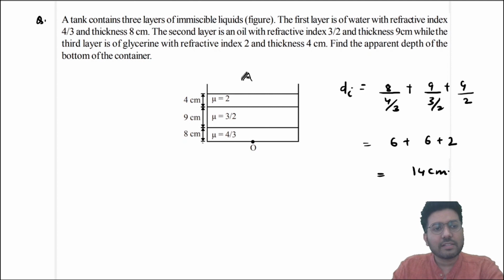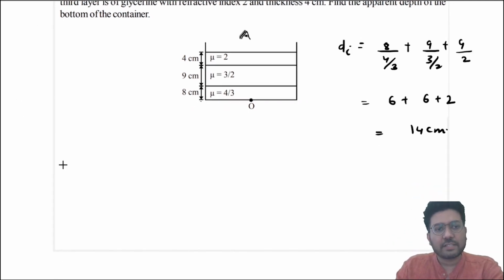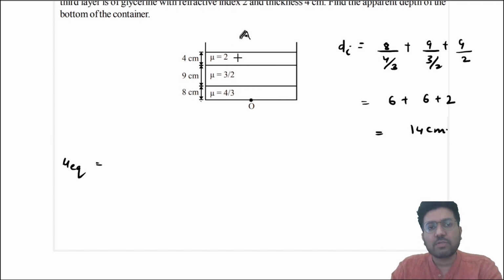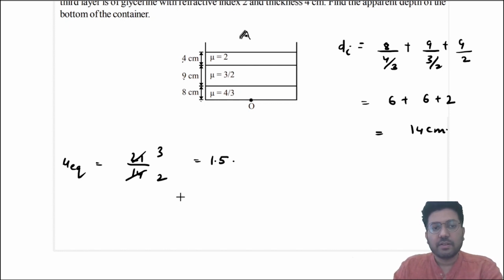So they can also ask you the equivalent refractive index. Mu equivalent of the system will be equal to how much? Mu equivalent will be equal to the actual distance, that means the actual depth, divided by the apparent depth. Actual depth will be how much? See, 9 plus 4 is how much? 13. 13 plus 8 is how much? 21. So mu equivalent will be 21 by 14, so the mu equivalent will be 1.5.